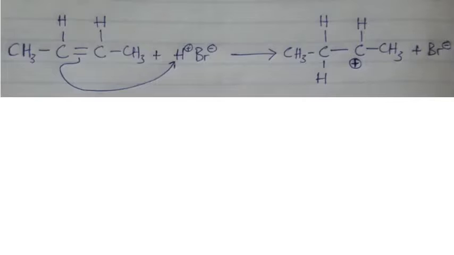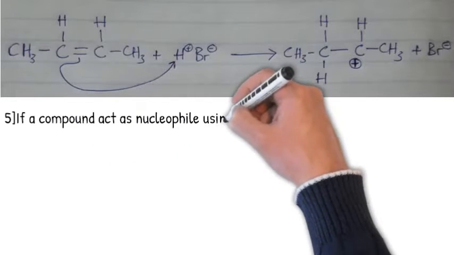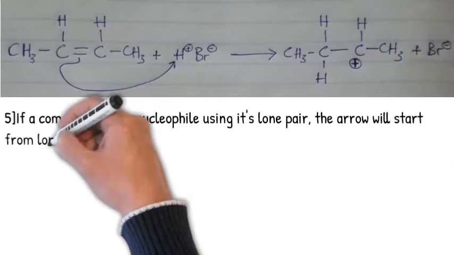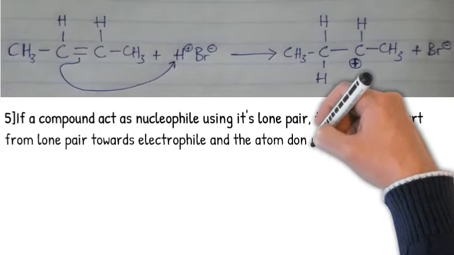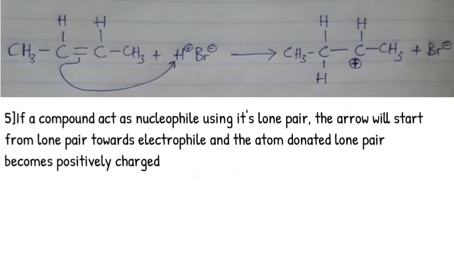The carbon that is attacked by hydrogen will take both electrons from the double bond, and the carbon that is left will become positive. If a compound acts as a nucleophile using its lone pair, the arrow will start from the lone pair towards the electrophile, and the atom that donated the lone pair becomes positively charged.